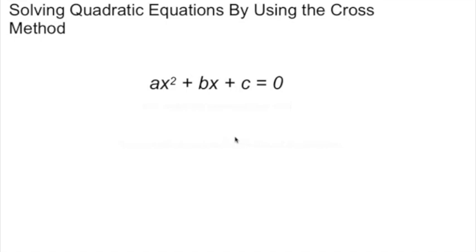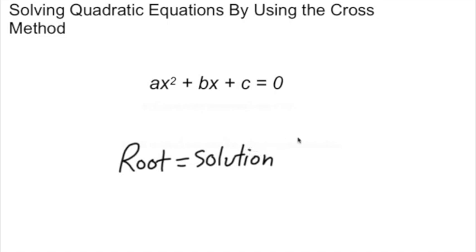Today we're going to talk about solving quadratic equations by using the cross method. Now what we've mentioned before is that when you have an equation in the format ax squared plus bx plus c equals 0, where a, b, and c are constants and a does not equal 0, you have a quadratic equation and one unknown. A root, then, of the equation is also referred to as the solution of the equation.